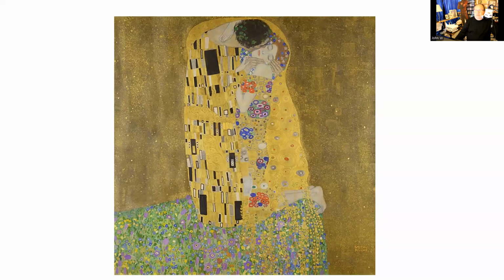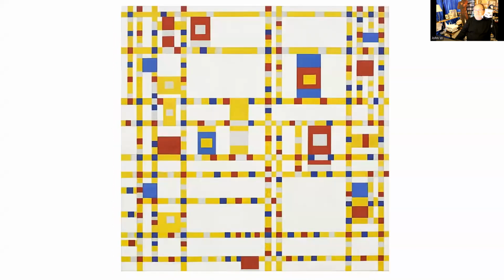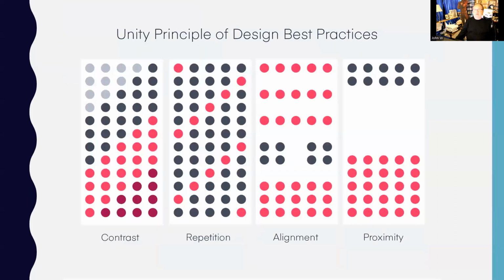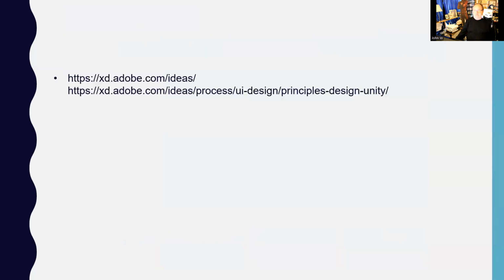Combining nearly all the elements we talked about. So to review, we're talking about CRAP: contrast, repetition, alignment, proximity, all of this for emphasis. Unity: we've got emphasis, focal point, balance, proportion. All right, good.